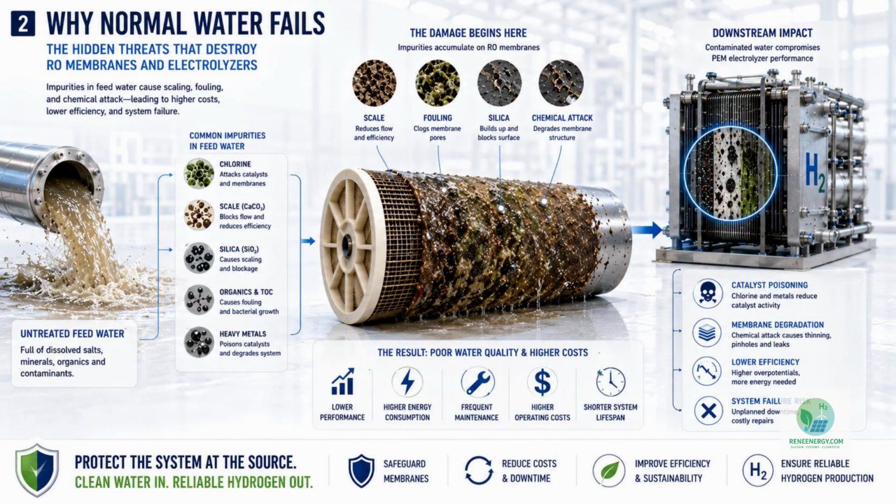In the center of the image, the damaged RO membrane represents what happens when these impurities are not controlled. Flow drops, pressure rises, energy consumption increases, maintenance becomes more frequent. Downstream, the PM electrolyzer can suffer from catalyst poisoning, membrane degradation, lower efficiency, and higher failure risk. This is why water quality is not a small detail. It is a survival condition for the hydrogen system.